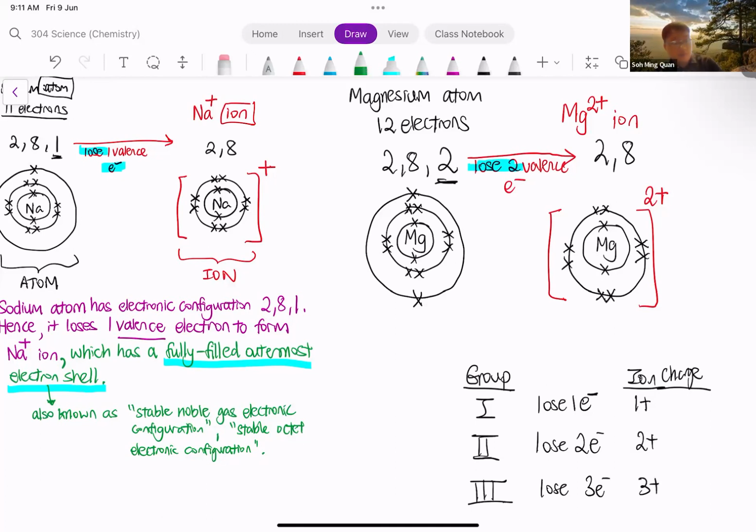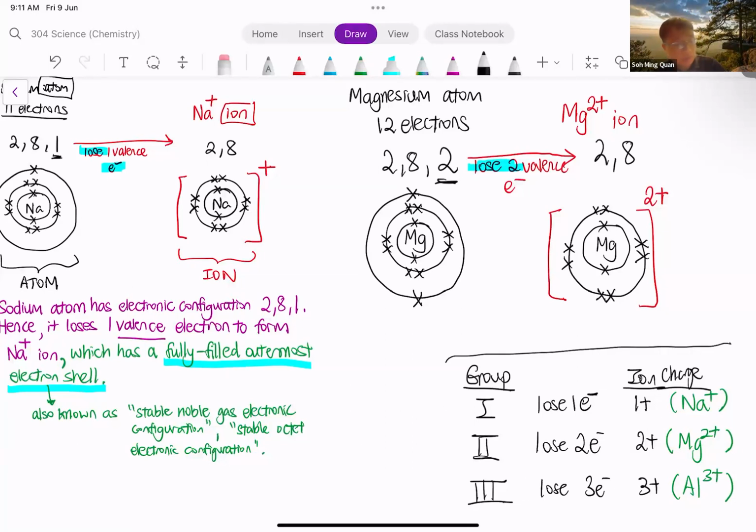So there are many examples of this. Sodium is in group 1, so Na+. Magnesium, group 2, Mg2+. So we just saw these 2 examples. Group 3, aluminium forms 3 plus. So these are rules that will help you.